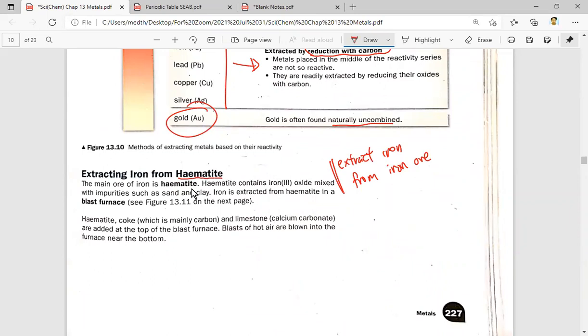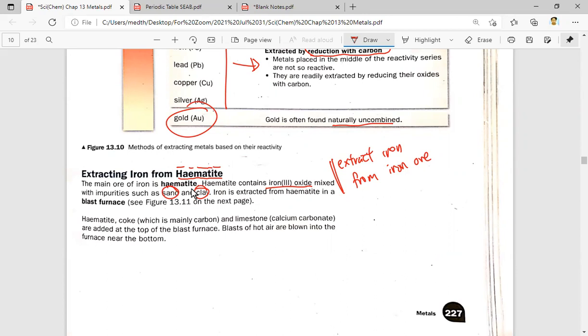If you can't spell it properly, you can just pronounce it as hematite. The main ore of iron is hematite. It consists of iron(III) oxide. So hematite is mainly iron(III) oxide, but it also has sand and clay mixed with it. So is it pure iron(III) oxide? No. It's iron(III) oxide with other materials such as sand and clay.